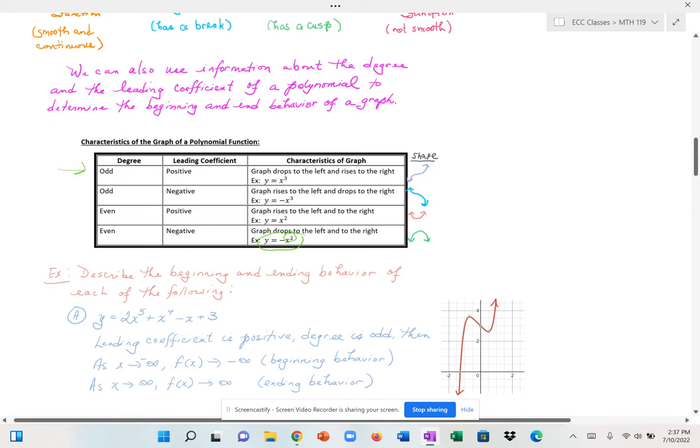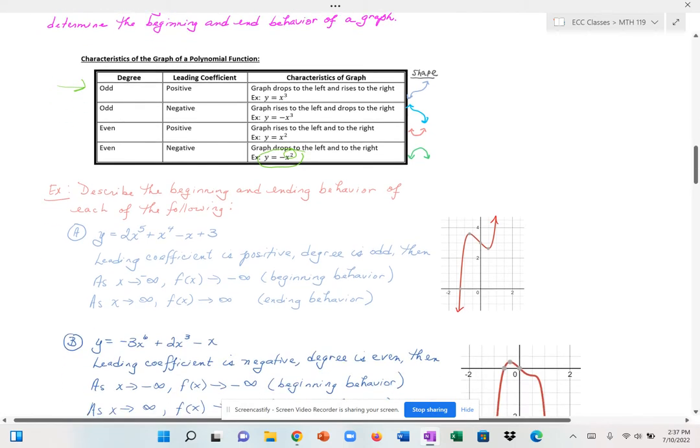That means it drops left and rises to the right. So the graph looks like this. That's exactly what it's doing. It's dropping left and rising to the right.